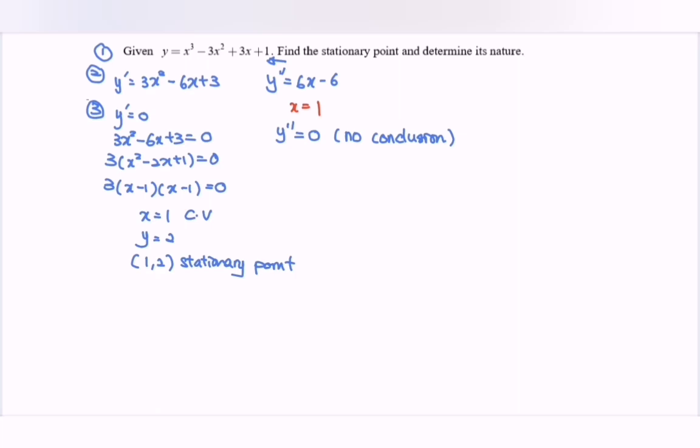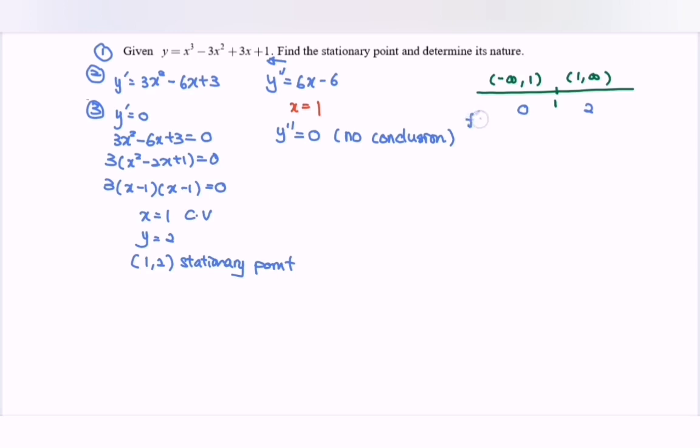So let's begin with the first derivative test. Here we have the number line. So kindly locate the value 1. For the left hand side, we have negative infinity until 1, but 1 is not included. Then we have 1 until infinity, where 1 is not included. So substitute the values. Let's say we have 0 on the left and 2 on the right.